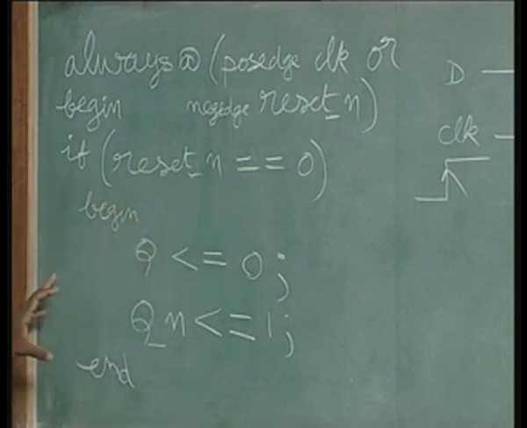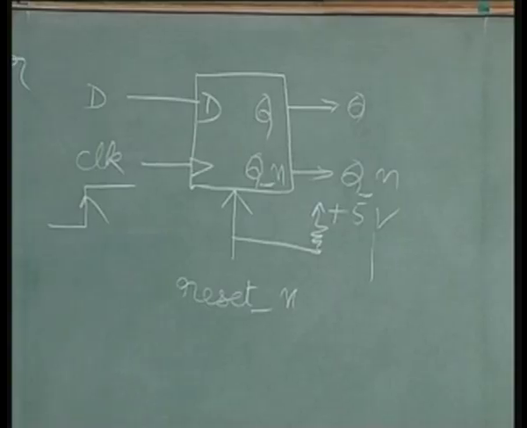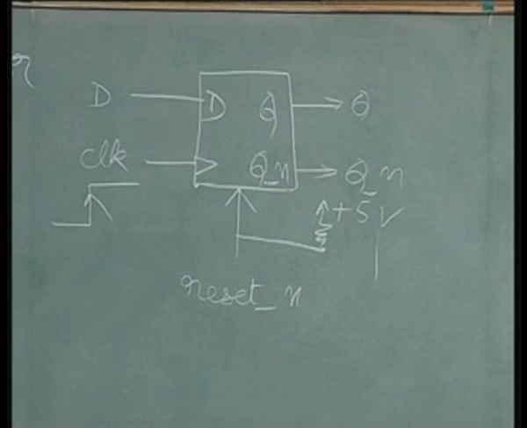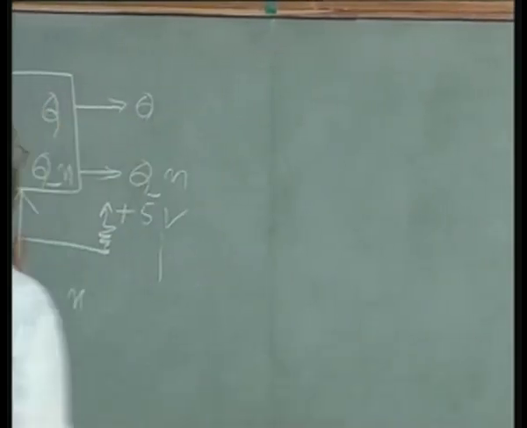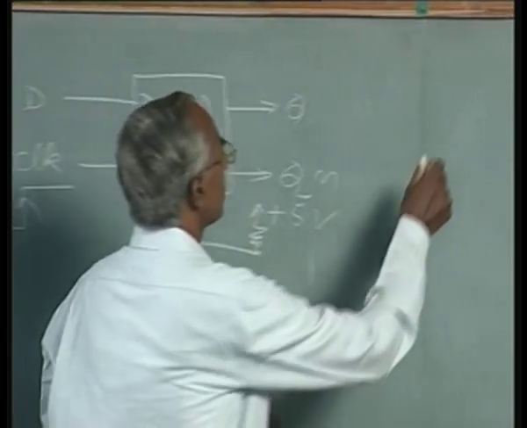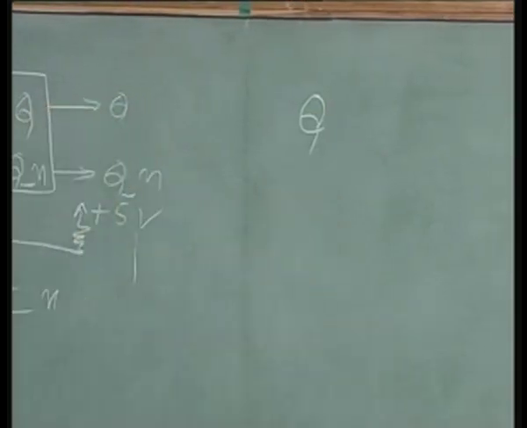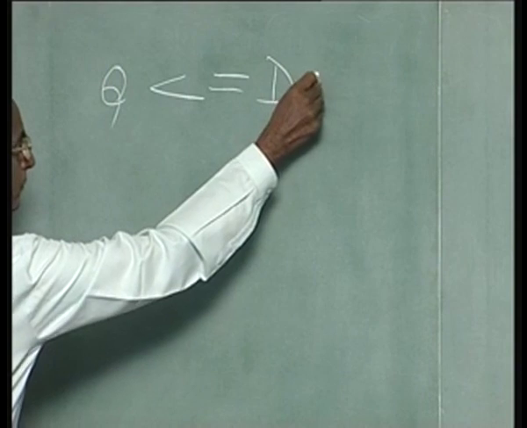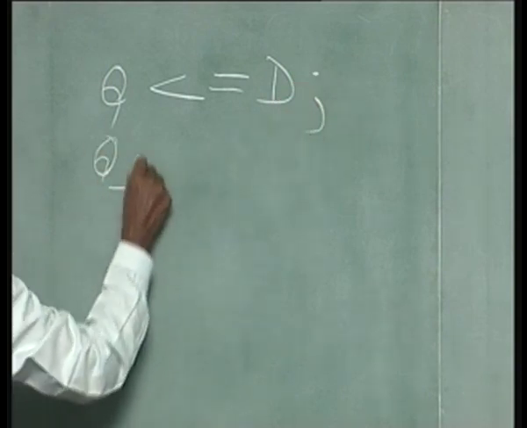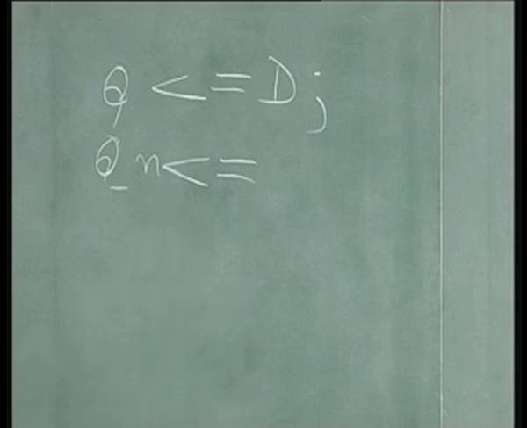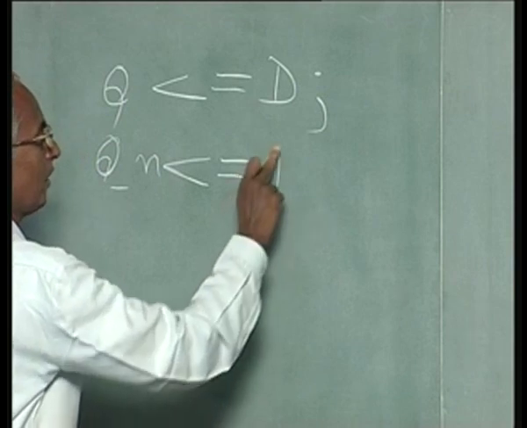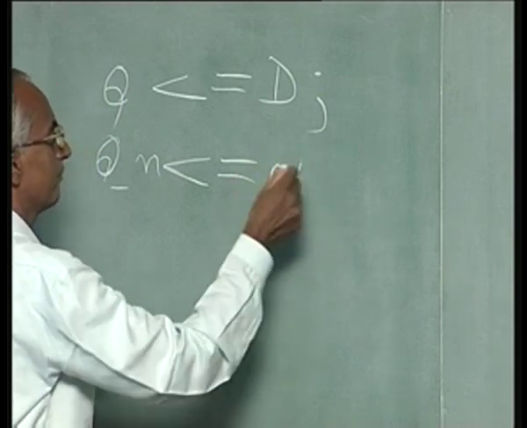And now what remains to be done is only the D input reflecting on the output Q. I will write it right here. What we want is Q to be the same as the D input, and Q n must be the inverse of this D. For inverse you can use either the exclamation or the symbol tilde, which I have mentioned earlier also.